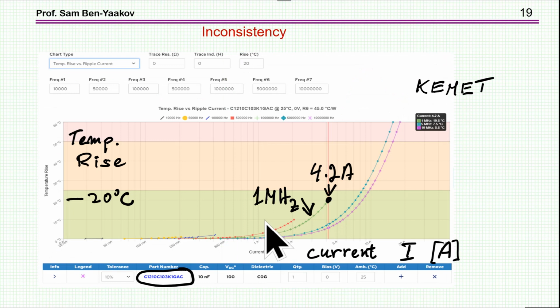Now I'm coming to the real issue of consistency, or inconsistency, I should say, within the data itself. So here I'm showing the temperature rise as a function of the current for different frequencies because the ESR is dependent on frequency, and this particular line here is 1 megahertz, okay? So we see that for 1 megahertz, temperature rise of 20 degrees, we can carry 4.2 amp current for a rise of 20 degrees at 1 megahertz. This is from this window here.